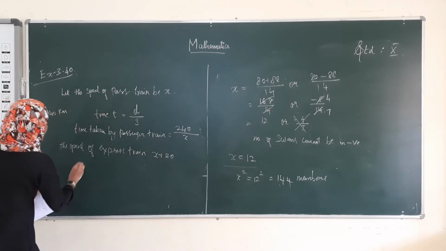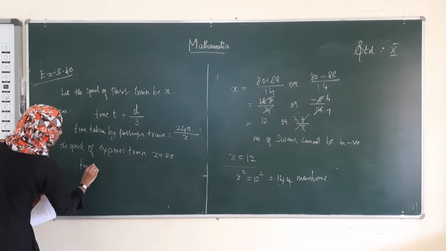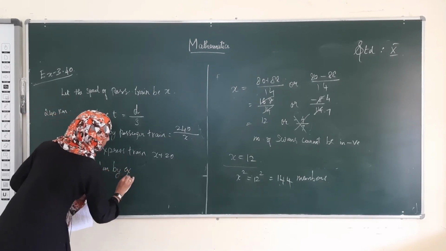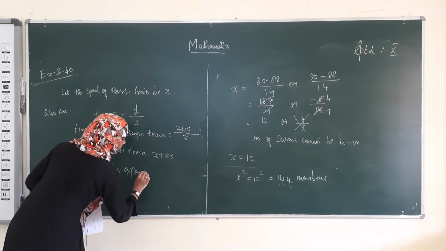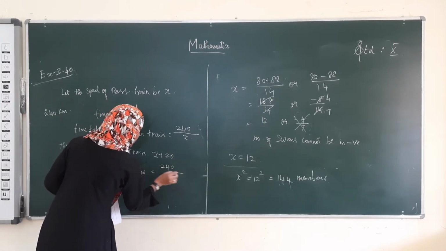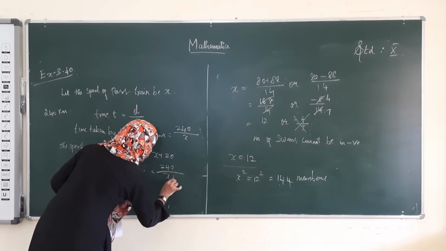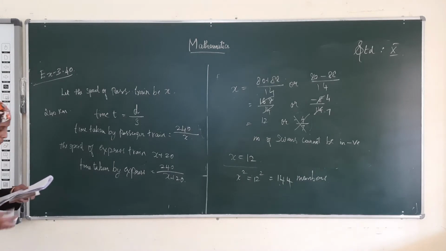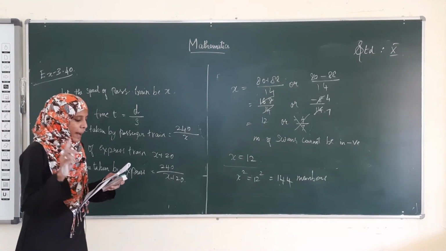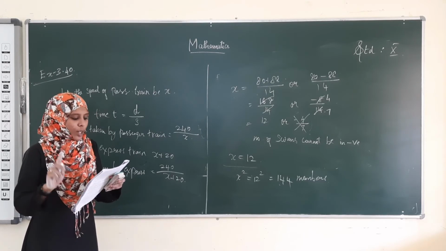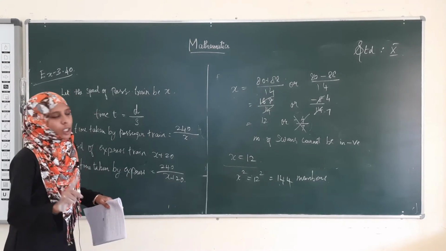Then again, time taken by the express train is equal to distance travelled, 240, the same distance, but the speed is x plus 20. See, they have given that a passenger train takes 1 hour more than an express train to travel a distance of 240 km.